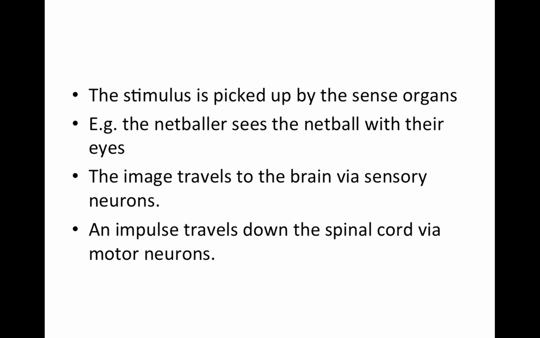To make the muscle contract, the stimulus is picked up by sense organs, which in this example are the netballer's eyes. The image travels to the brain, which is part of the central nervous system, by sensory neurons. The brain then sends an impulse down the spinal cord, which is also part of the central nervous system, by motor neurons.